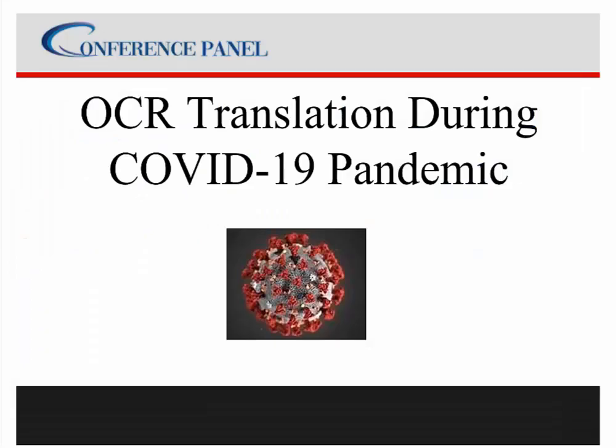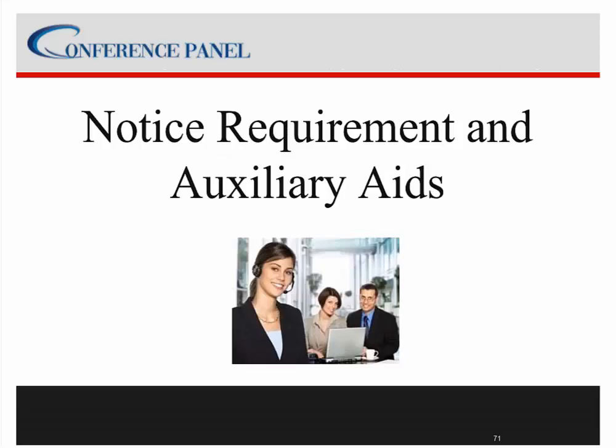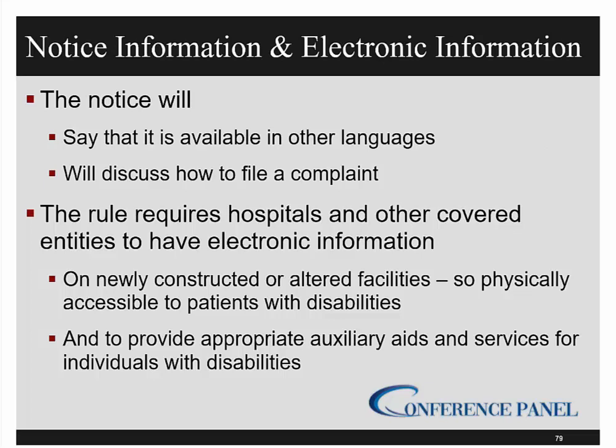Let's take a minute to step back and talk about what happened with translation during the pandemic. There were a lot of waivers that came out, those 1135 waivers. Let's take a minute to talk about the notice requirements and that big phrase, auxiliary aids. The notice that you have to put up, electronic information, also has to be in other languages. It doesn't help when you put the notice in English and that's it.